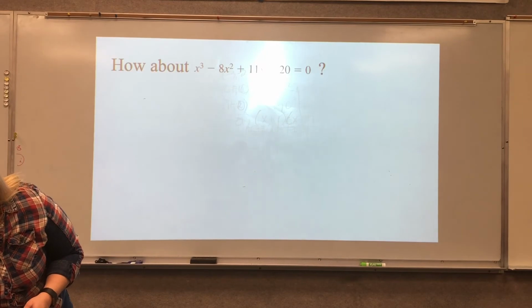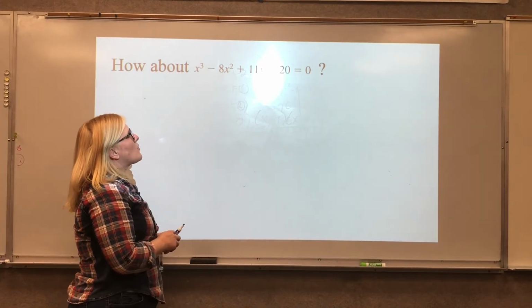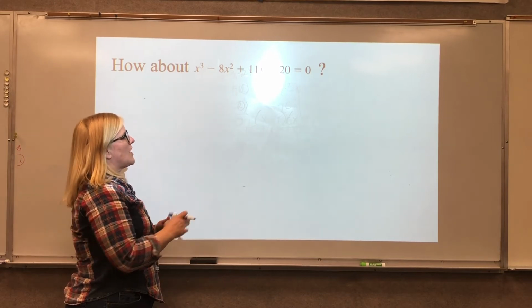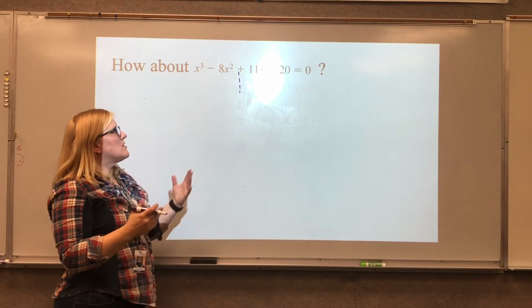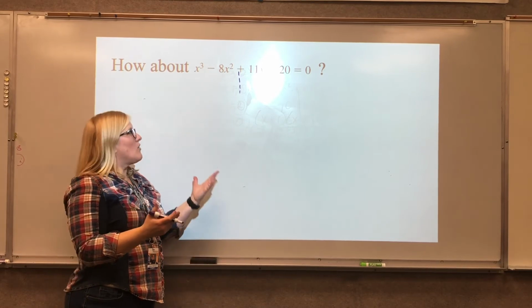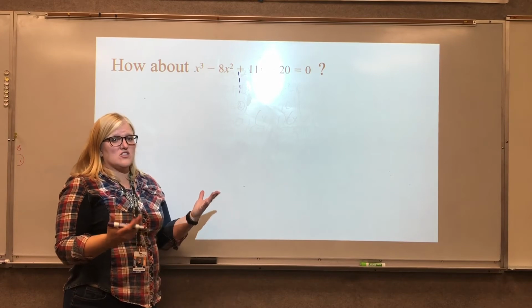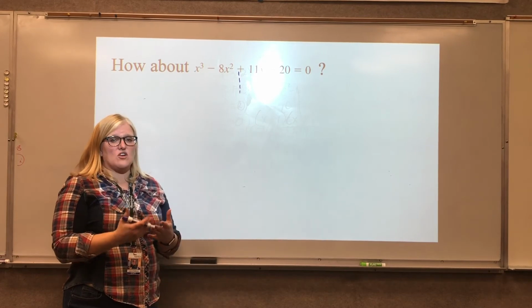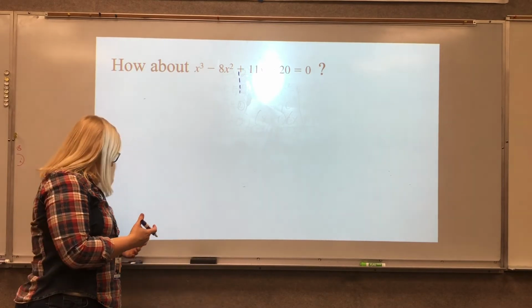Okay, now what about x cubed minus 8x squared plus 11x plus 20? It's got 4 terms, right? So I'm going to try to factor it by grouping. Well, if I look, I can tell that I can't do that. So right now, I don't have the tools that I need to factor this so that I can solve it.